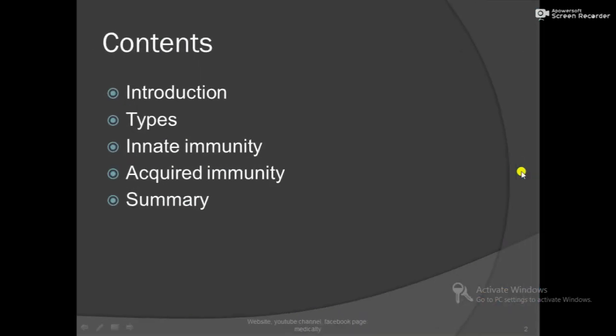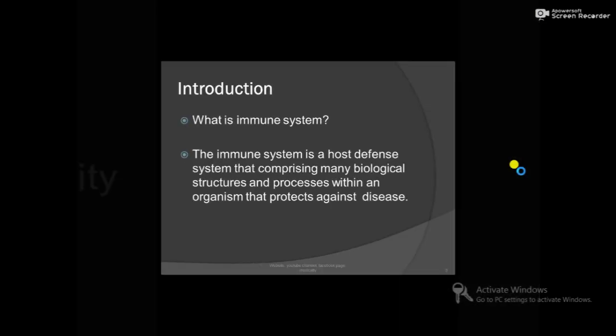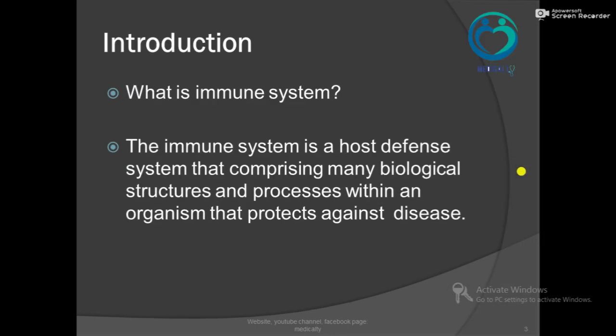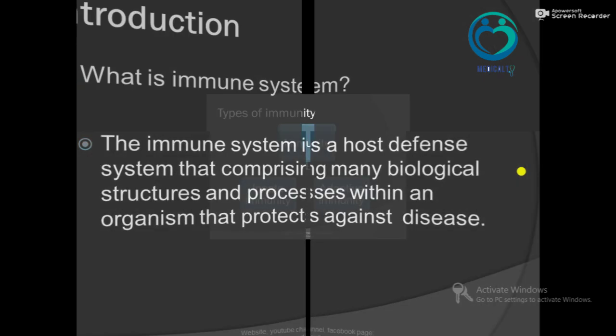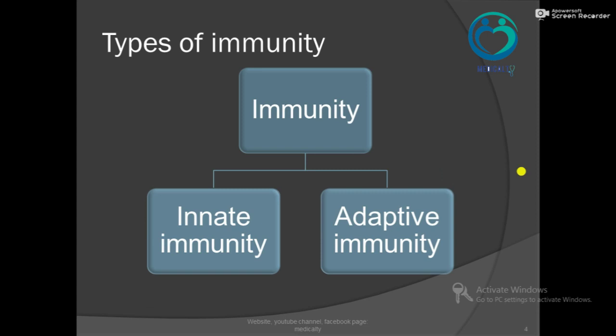It will contain an introduction, types of immunity, and finally a summary. What is the immune system? The immune system is a host defense system comprising many biological structures such as skin, the epithelium, and natural reflexes and processes within organisms that protect us against any microorganisms which cause diseases. It is divided into innate immunity and adaptive immunity.